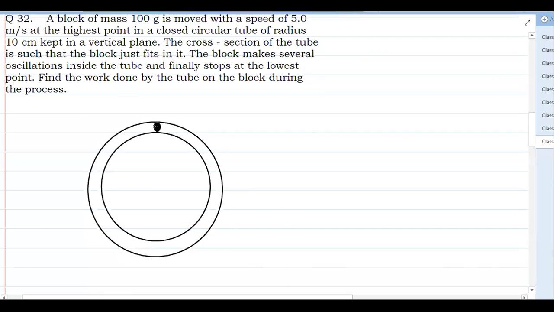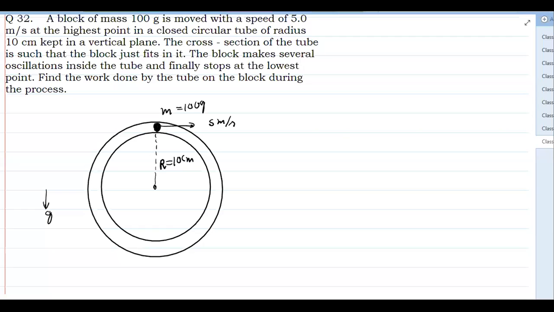The object is placed here, and it has speed 5 meter per second, and its mass is 100 gram, at highest point in a closed circular tube of radius 10 centimeter. So this radius is 10 centimeter, kept in vertical plane. It is moving in vertical plane, so gravity is acting downward. The cross section of tube is such that block just fits into it. The block makes several oscillations inside the tube and finally stops at lowest point. Find the work done by tube on the block during the process.